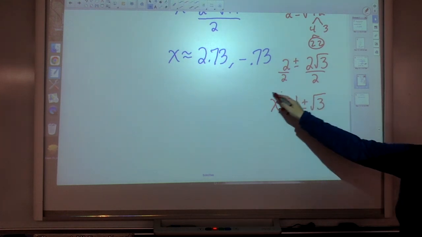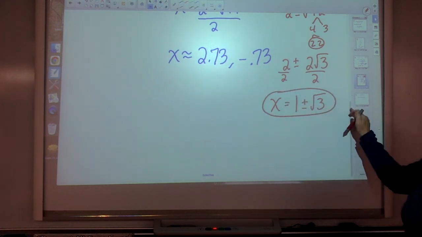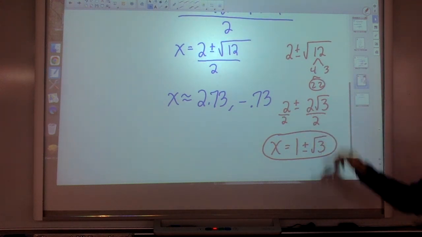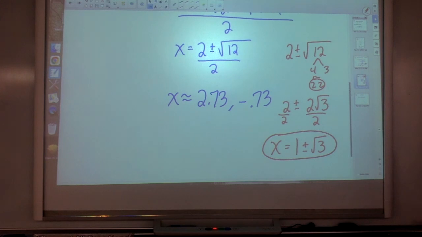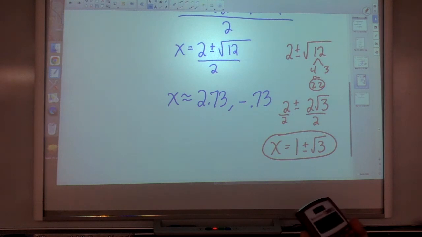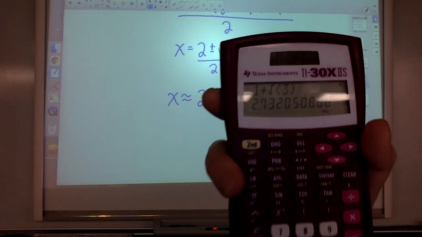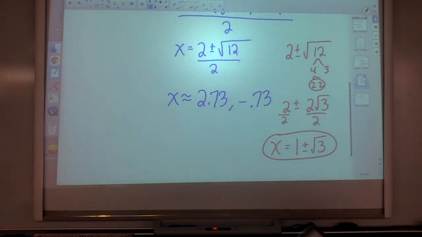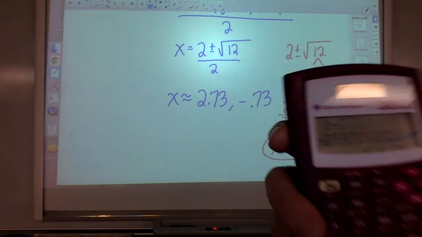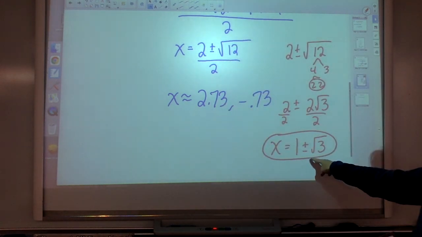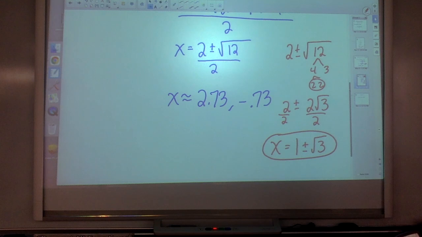If you were asked for an exact answer, it's a matter of breaking down the radical, finding out how it's simplified, and you have to divide each number by the 2a, not just that. If you're curious, if I typed in 1 plus the square root of 3, I would get the same answer, 2.73. If I did 1 minus the square root of 3, I would get negative 0.73. Same answer, but this is the simplified version if ever you were asked for an exact answer.